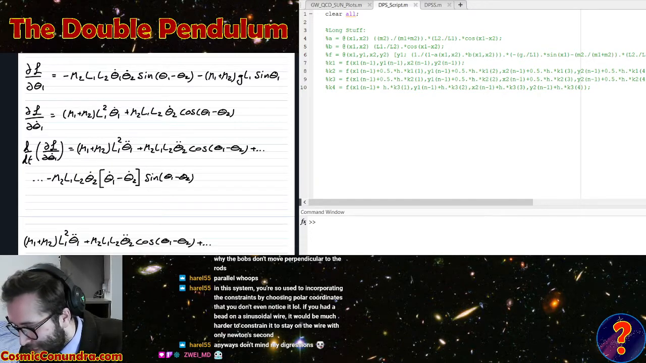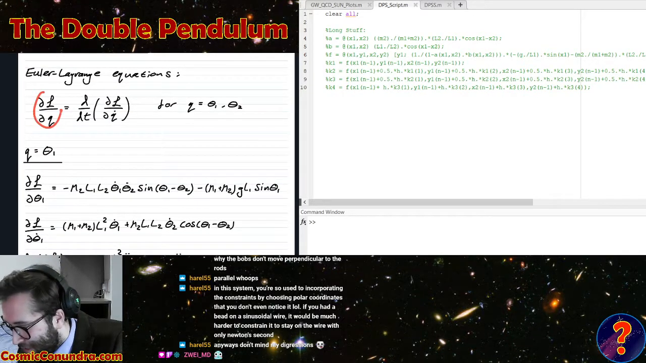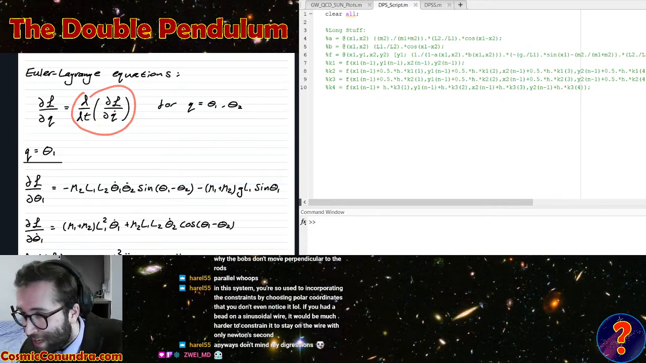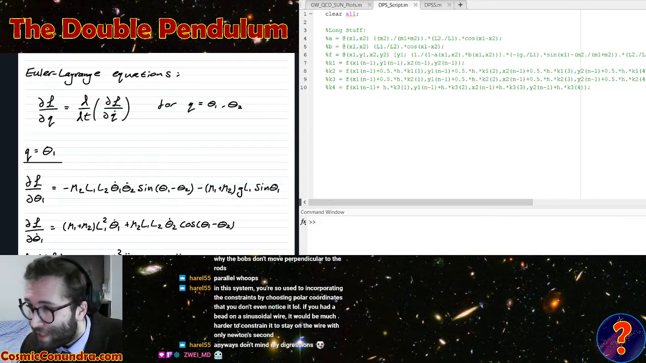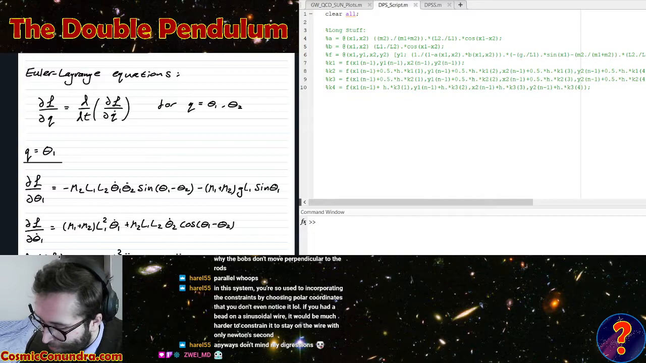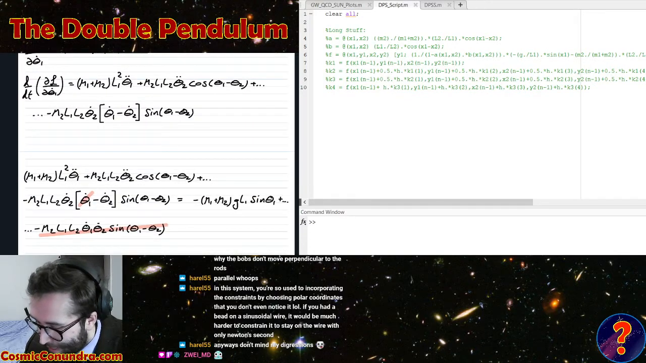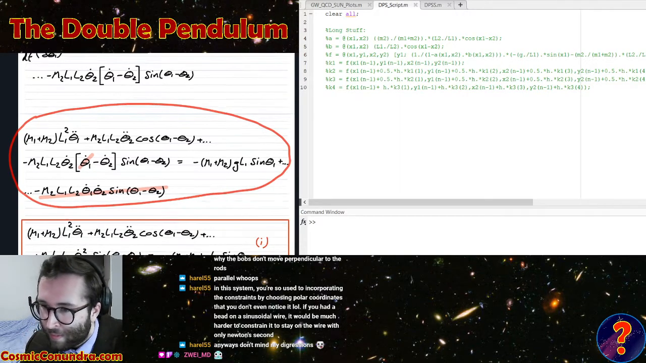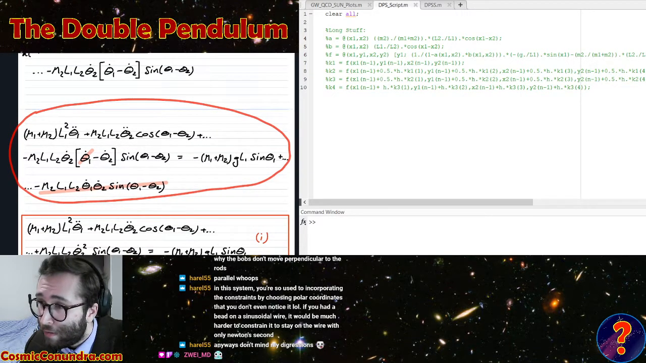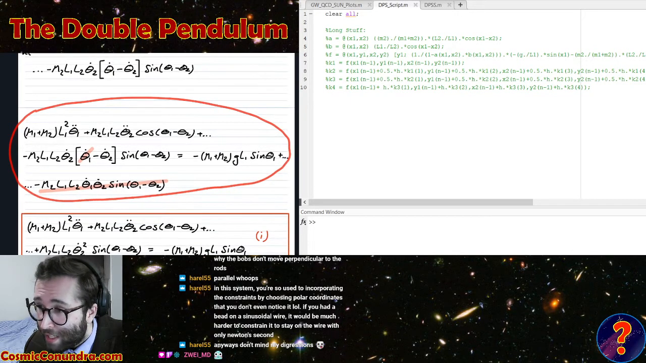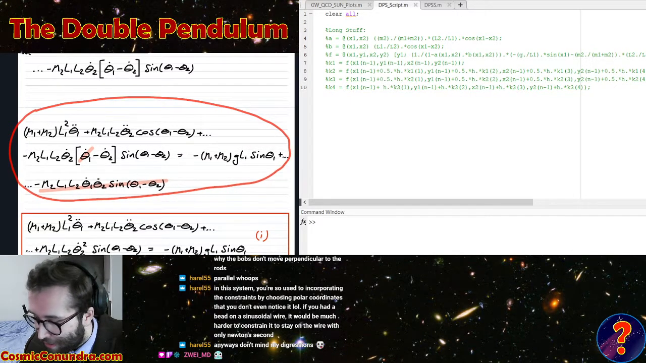And then remember, the Euler-Lagrange equation tells us that the derivative with respect to the coordinate is equal to the time derivative of the derivative with respect to the speeds, with respect to the q dots, or the theta dots in this case. So we put all that together, and it gives us this equation of motion here. Okay, so this is our overall first equation of motion from just thinking about the theta 1 Euler-Lagrange equation.